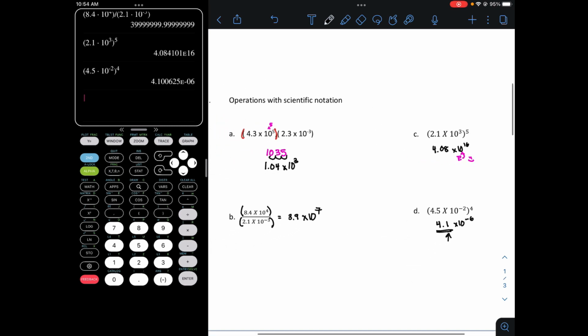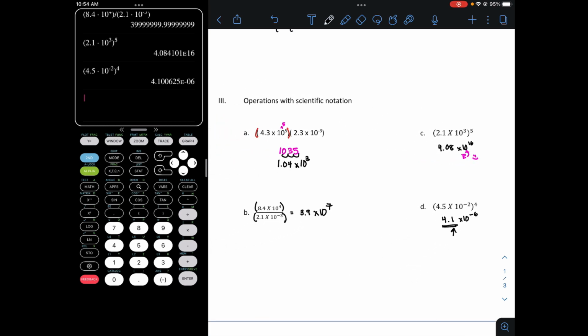Okay, guys, basics of scientific notation. There are some applications we will do next time.